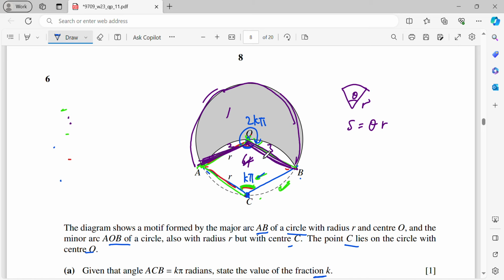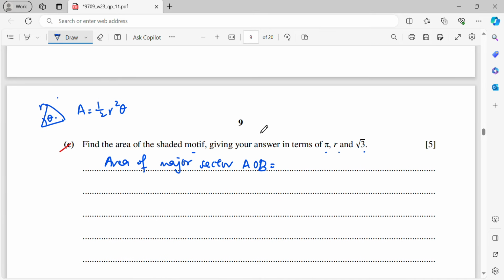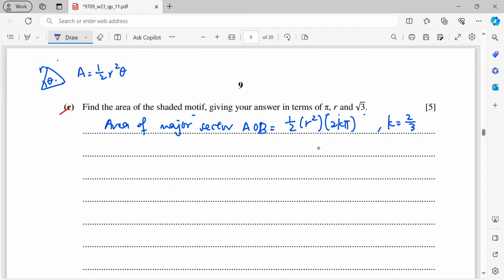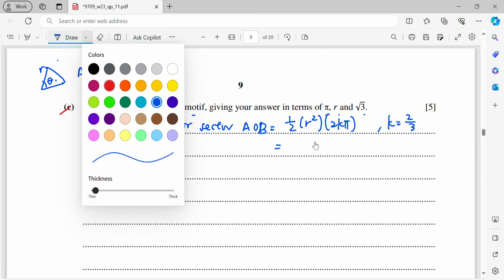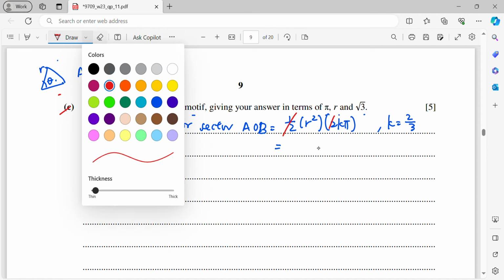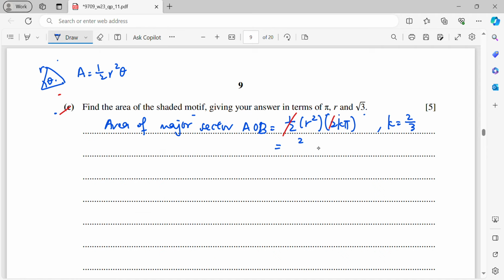Right, so then 2K pi, I will just write half R squared, remain R squared, 2K pi, whereby the K is 2 over 3. We have found that in the first part. So now the half and 2 will be cancelled off, then I will just get K pi R squared. So my K is 2 over 3, so I will get 2 over 3 pi R squared.